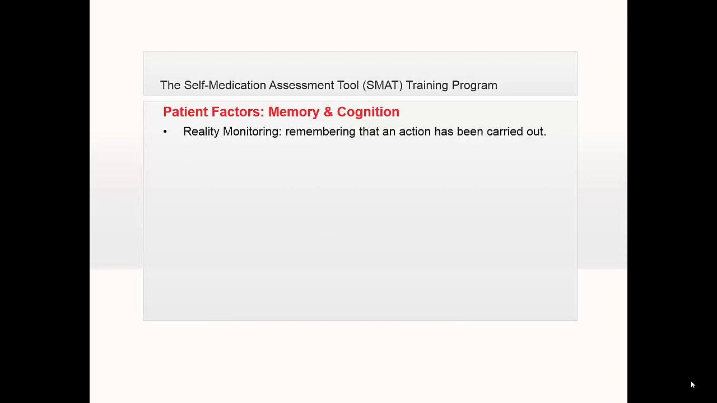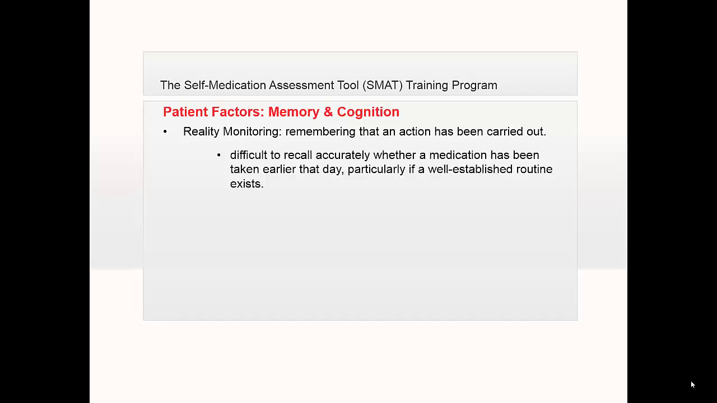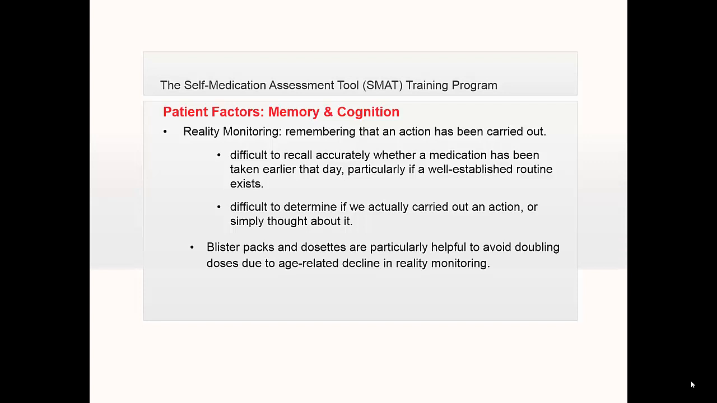Reality monitoring is remembering that an action has already been carried out. It can be difficult to recall accurately whether a medication has been taken earlier that day, particularly if a well-established routine exists. It can also be difficult to determine if we actually carried out the action or simply thought about it. Blister packs and dosettes are particularly helpful to avoid doubling doses due to age-related decline in reality monitoring.